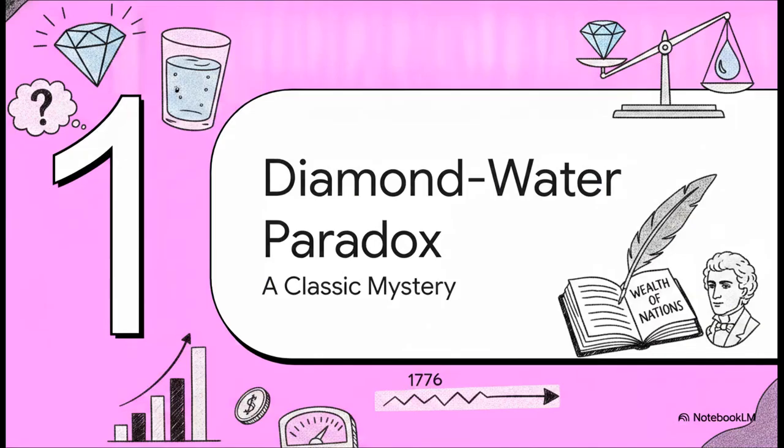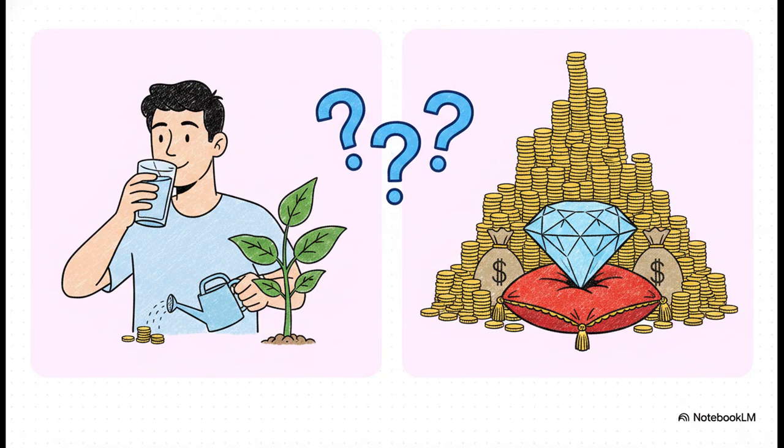Section 1. The Diamond Water Paradox. Let's start with the core contradiction that drove the father of modern economics, Adam Smith, absolutely crazy in 1776. Think about water. It is utterly essential for life. There's literally nothing more fundamentally useful to us. Yet, it commands an incredibly low market price. You can hardly trade a bucket of water for anything.